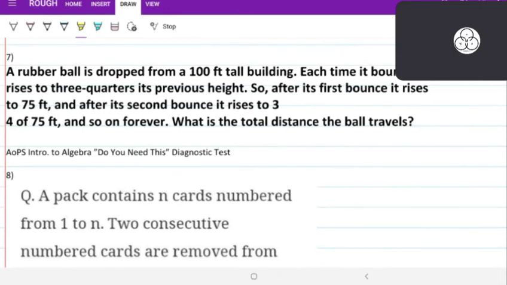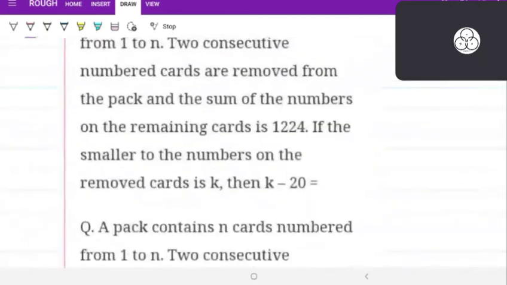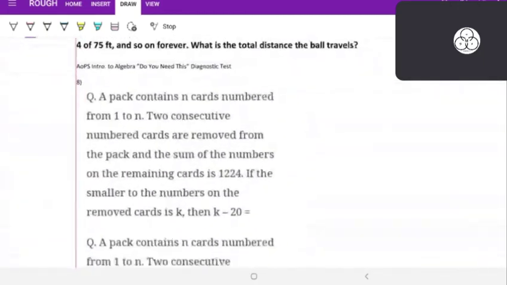This is an infinite GP with r less than 1. This is a direct formula question. Direct formula question. No need to discuss this question further.